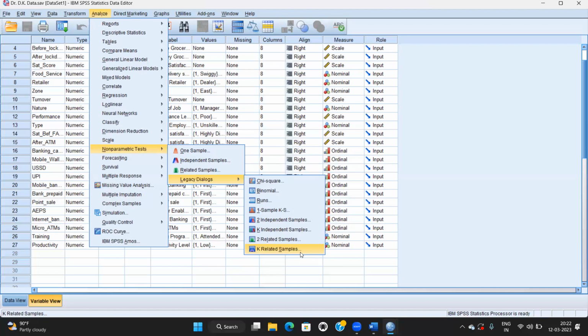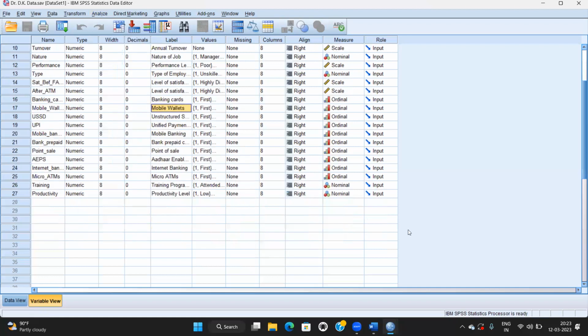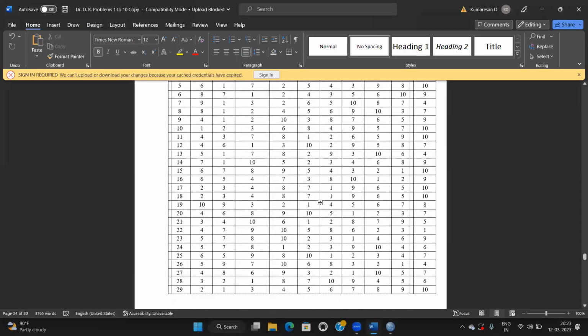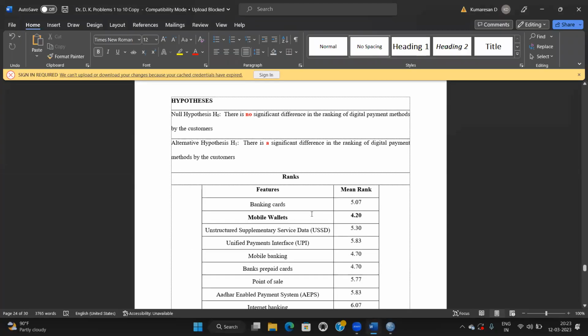In the case of 2 independent samples, we have to apply Mann-Whitney test. In the case of K independent samples, we are applying Kruskal-Wallis test. In the case of 2 related samples, we are using Wilcoxon test. In the case of K related samples, we are using Friedman test. That's all. So one more test is to be discussed. It is chi-square test.